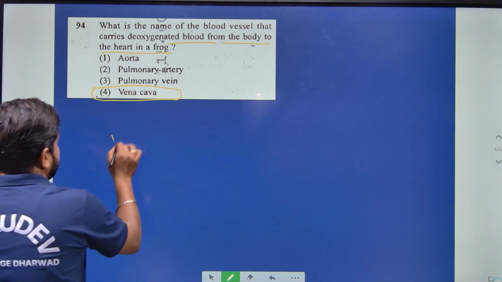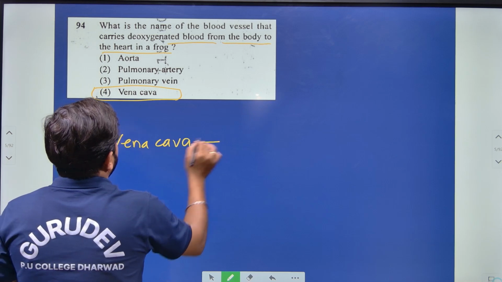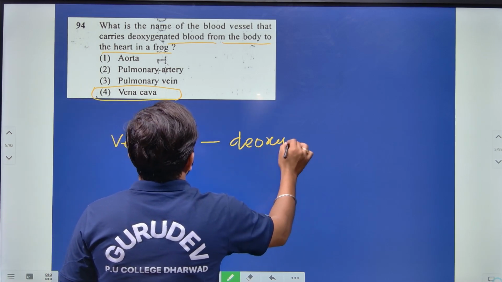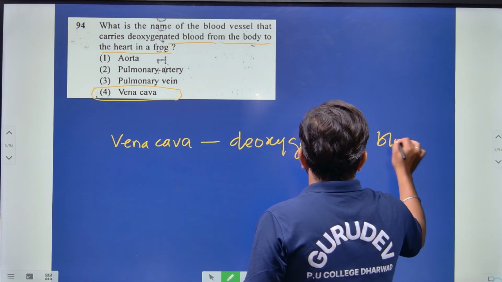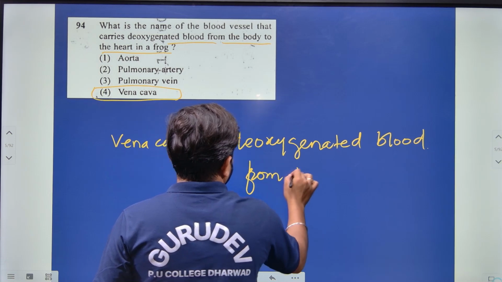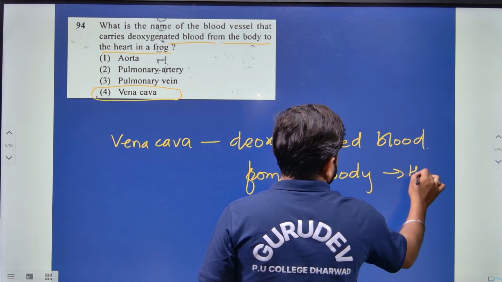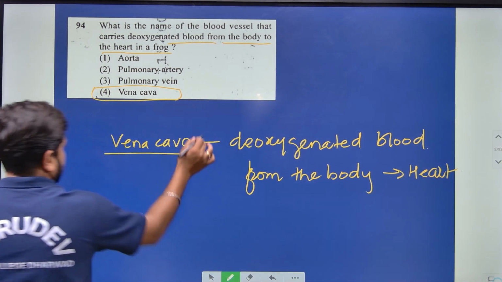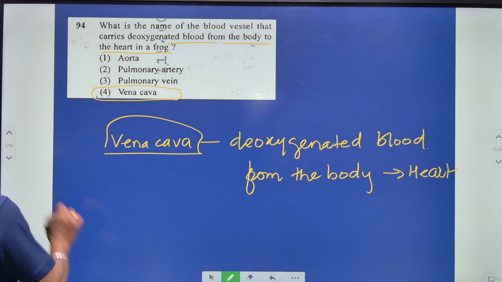Vena cava itself is going to carry out deoxygenated blood, majorly from the body to the heart, right? And that is with respect to the frog, right? And the answer is here the vena cava, right?